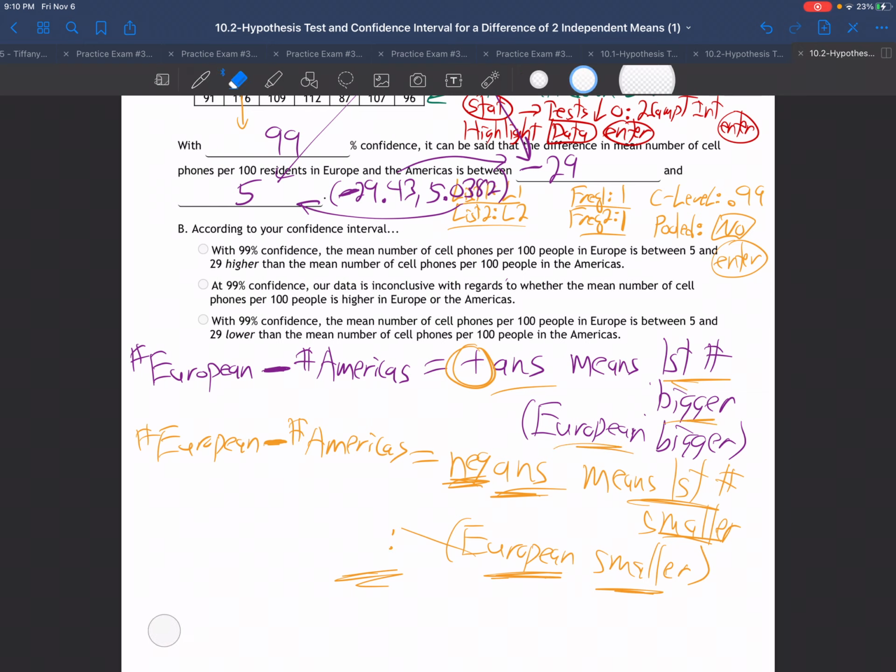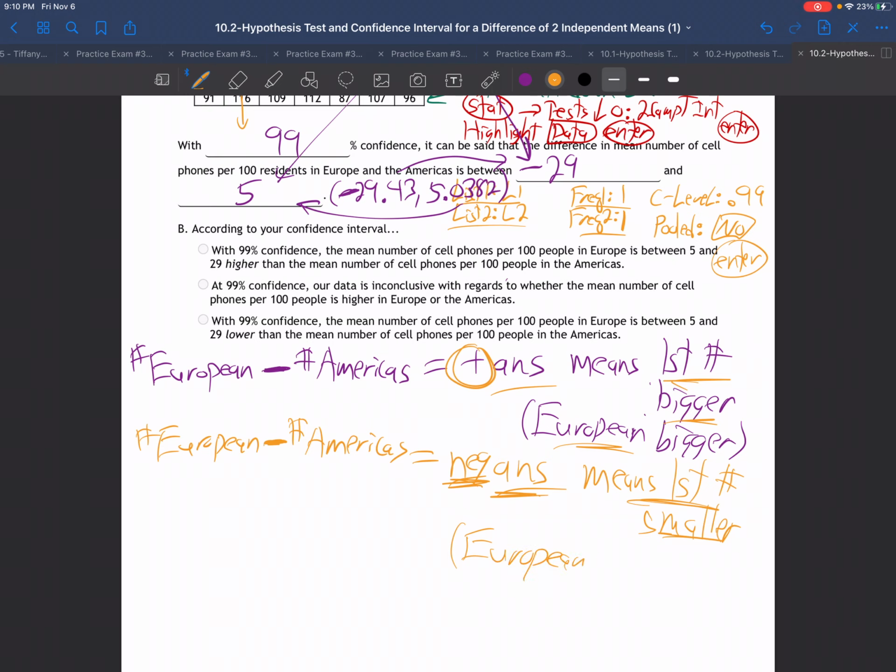Whenever these confidence intervals involve subtracting two groups, you need to know what the answer means. If it's a positive answer, the first number was bigger. If it's a negative answer, the first number was smaller.